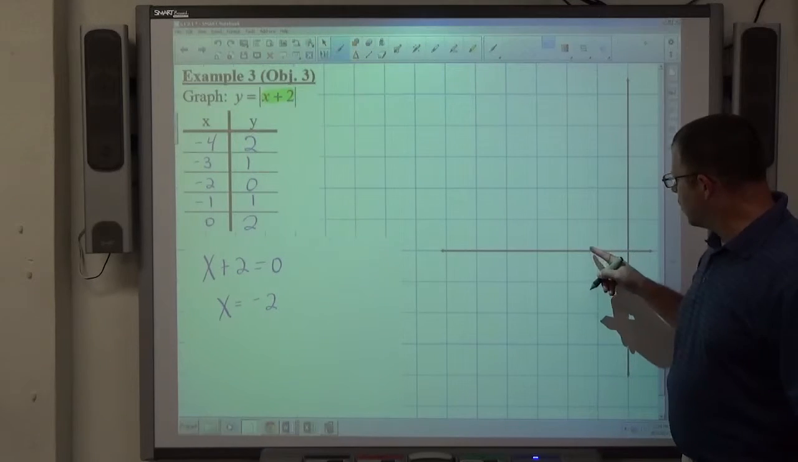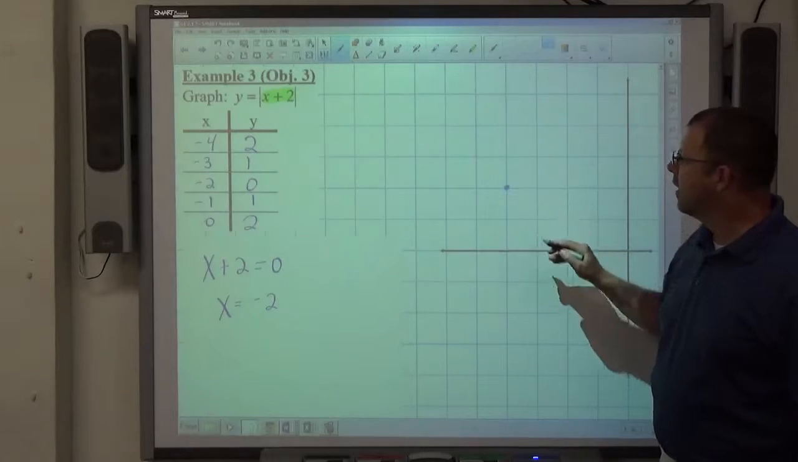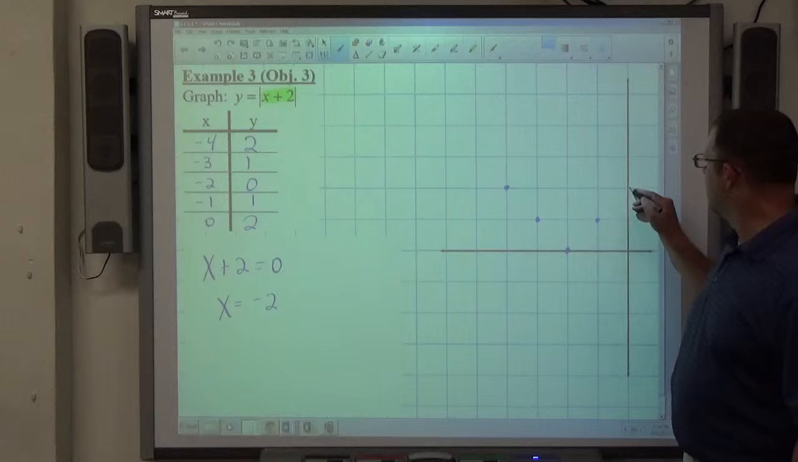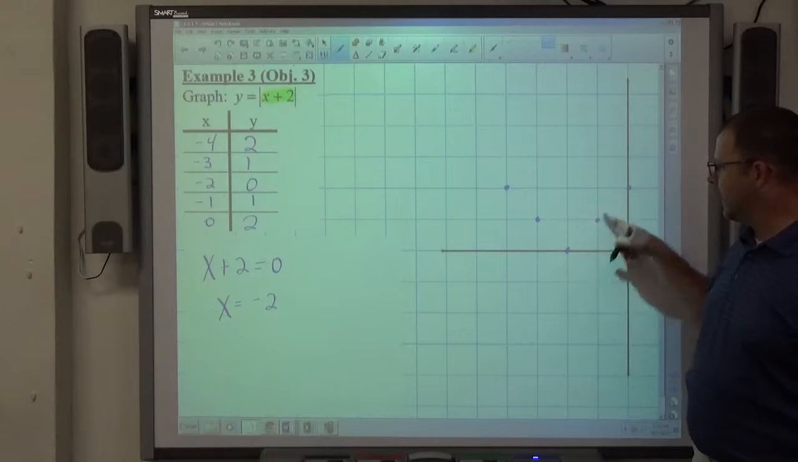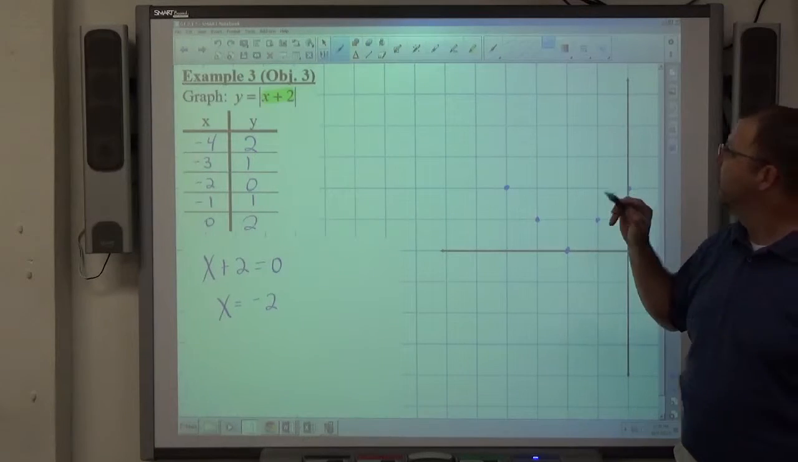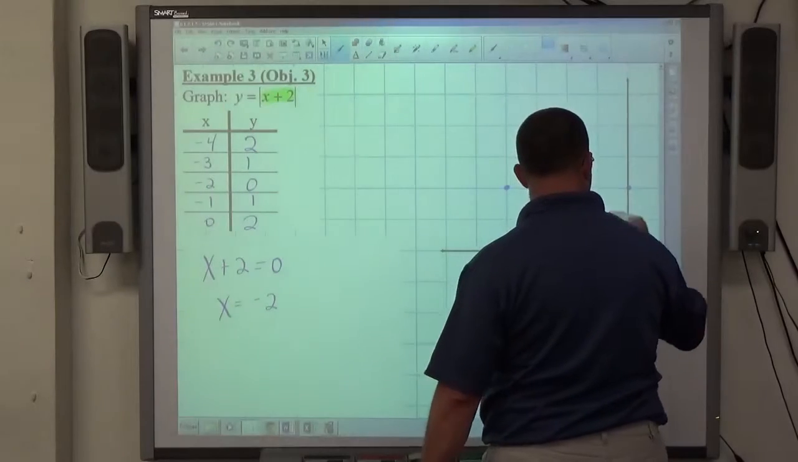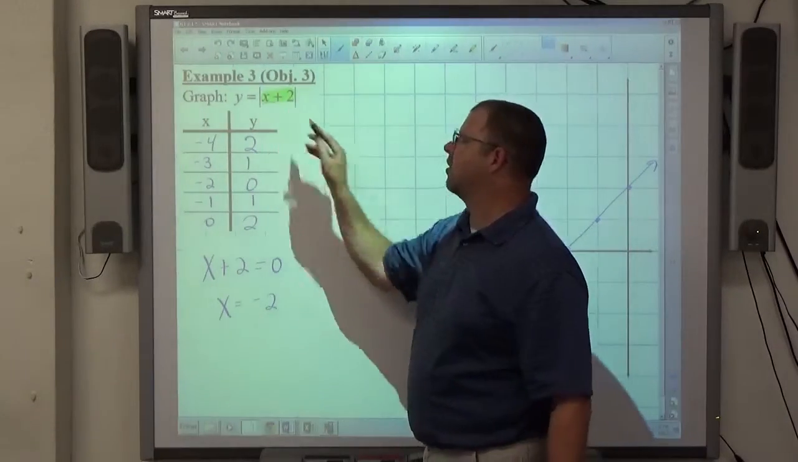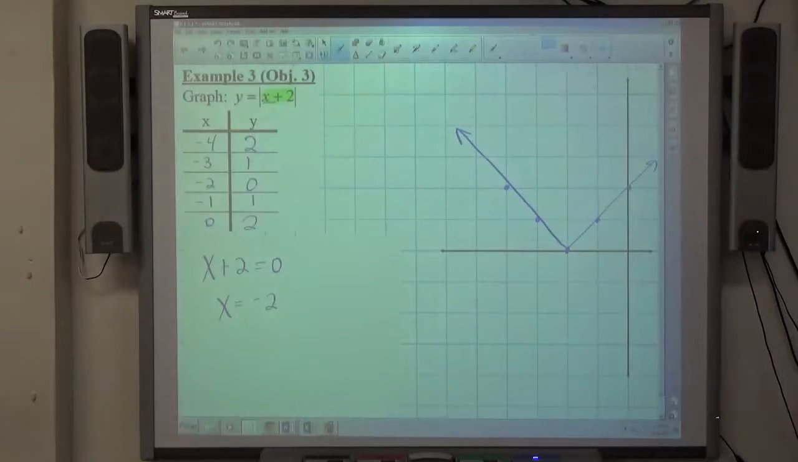So negative 4, 2 is right there. Negative 3, 1. Negative 2, 0. Negative 1, 1. 0, 2. And notice it creates that V shape we were expecting. And then we just connect the dots with straight lines. It's straight lines because it's x to the first power. If it's x squared, it starts creating curvy lines. All right?